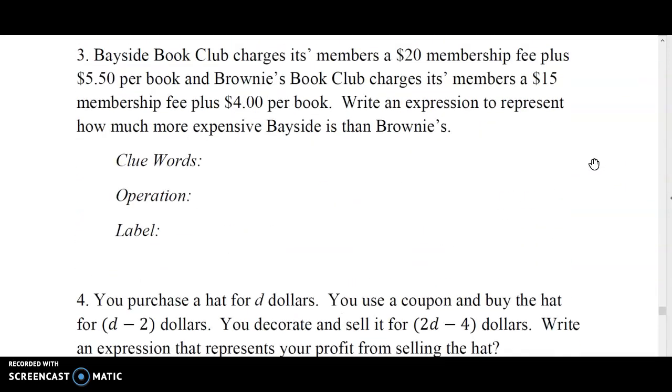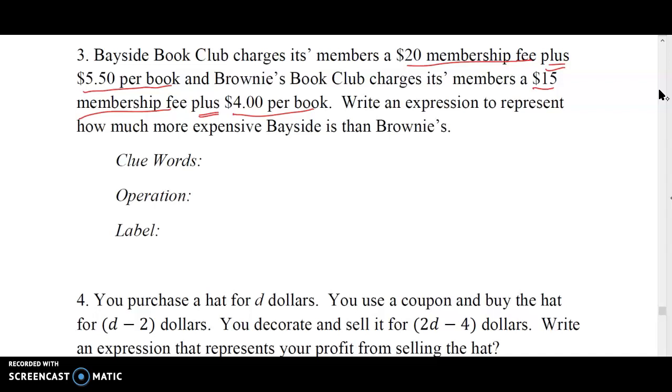Bayside Book Club charges its members a $20 membership fee plus $5.50 per book. Brownies charges its members a $15 membership fee plus $4 per book. The next piece says, write an expression to represent how much more expensive Bayside is than Brownies. When you look at how much more expensive something is, that means you want to find the difference between the two. Difference then translates to subtraction.